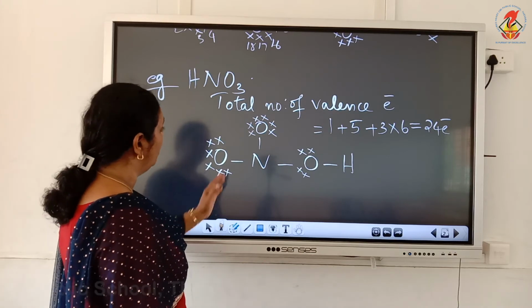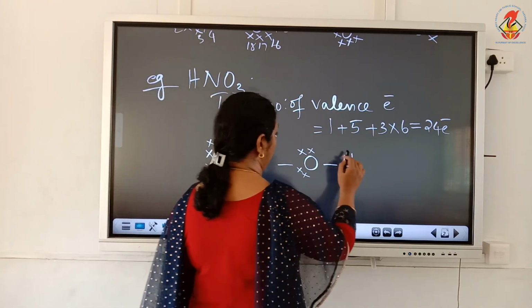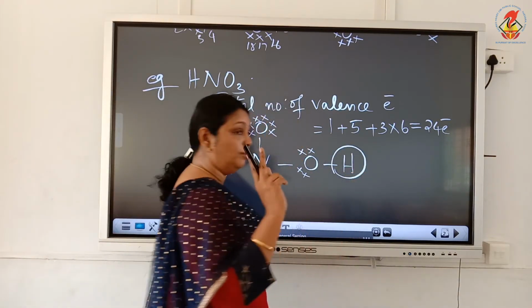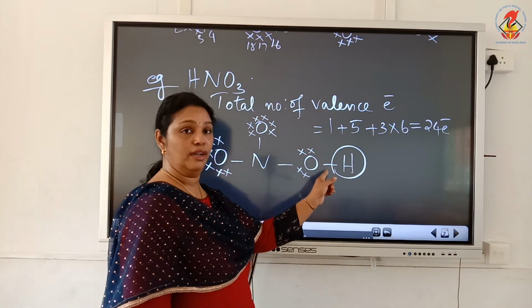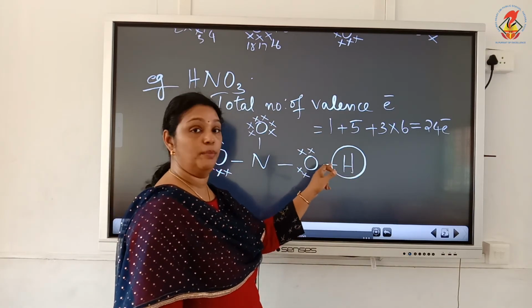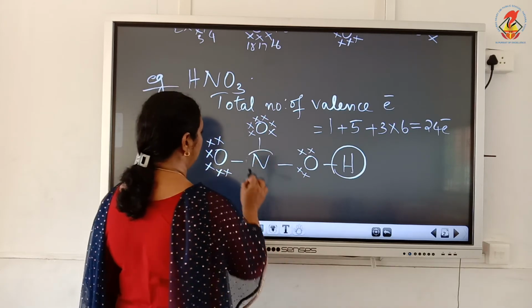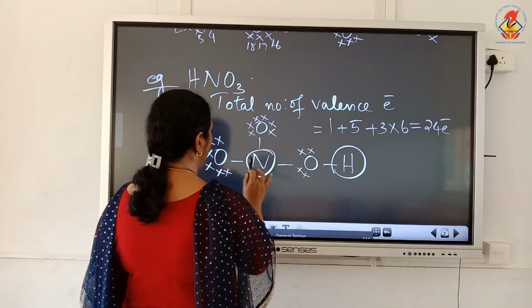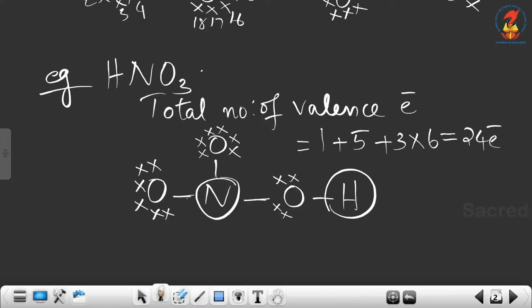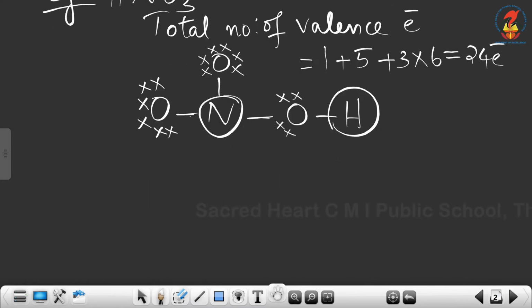Now if we look at hydrogen, its octet is complete. We know that hydrogen needs only 2 electrons. That is, it is completing its duet with the help of this bond pair. Now nitrogen, if you look, its octet is incomplete because there are only 6 electrons around it. So what will have to be done? We have to move to multiple bonding. So how will you show that multiple bonding?